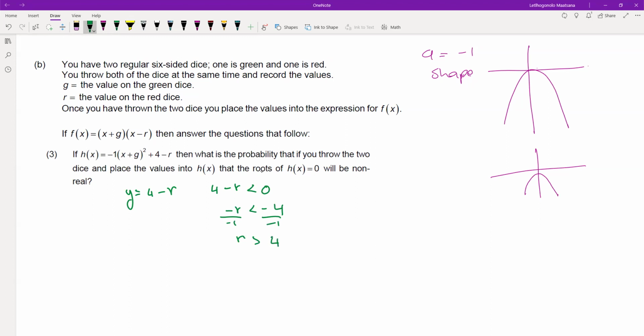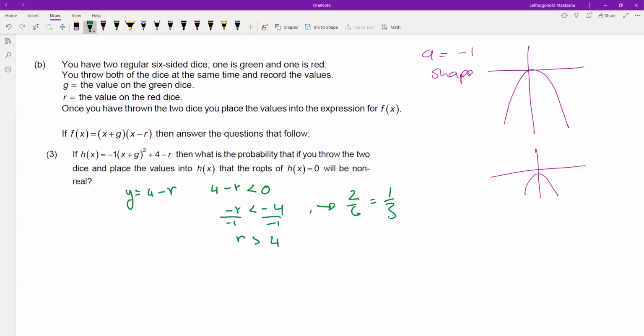So on our dice, there are two numbers that are greater than 4, right? For our red dice, there will be two numbers that are greater than 4. This is 5 and 6. So the probability then becomes 2 out of 6, or 1 out of 3.